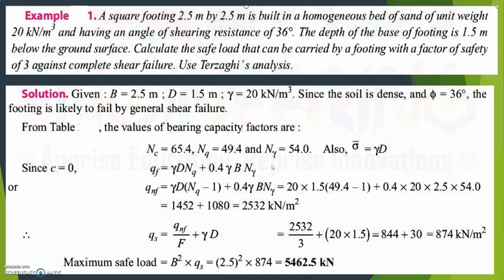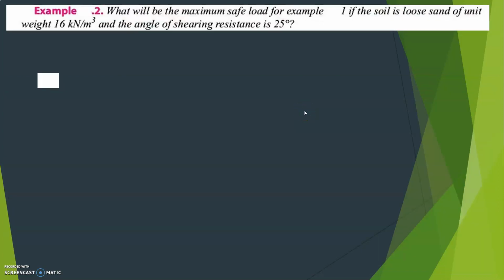I hope all of you understood. Let us take one more example, the same problem, the previous problem only. What will be the maximum safe load, for example, if the soil is loose sand of unit weight 16 kilonewton per meter cube and the angle of shearing resistance is 25 degrees? Now everything is the same, the only difference is unit weight is 16 kilonewton per meter cube and angle of shearing resistance is 25.